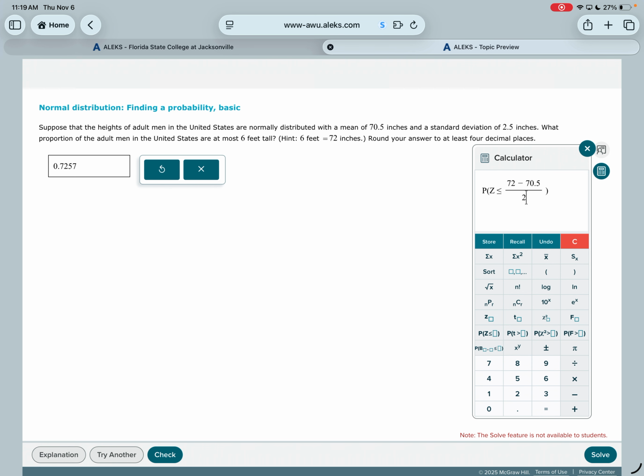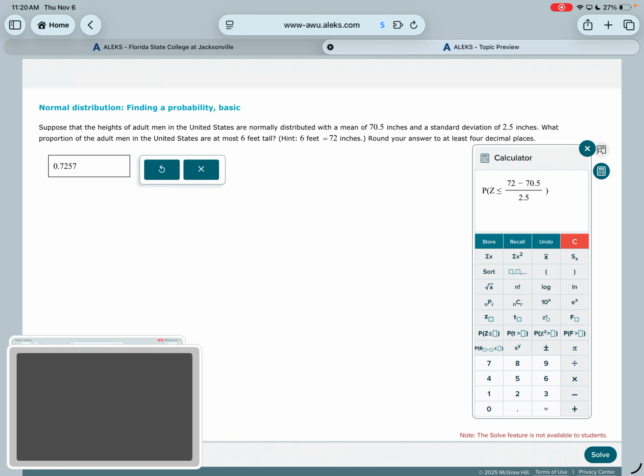If you didn't see what I did there, by the way, I hit the z button, I hit the division sign to make a numerator and a denominator, and now I start plugging it in. 72 minus 70.5 divided by 2.5. Okay. Almost every problem is going to start with that right there. Then you got to figure out, do I need to do the 1 minus or not? So this one says at most 72 inches, which is less than or equal to. So I should just be able to put that in there and get the correct answer. That should be the correct answer for that one.